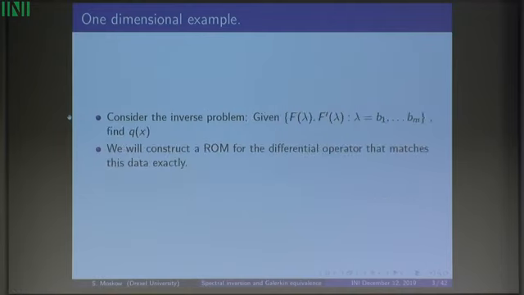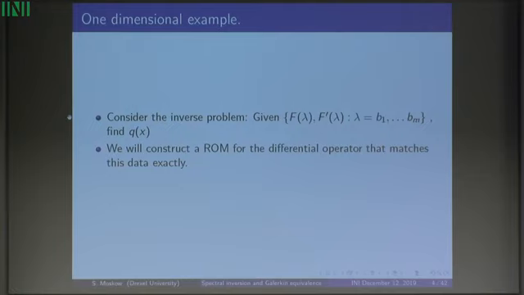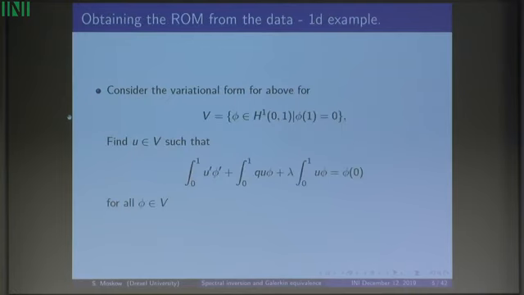So again, considering this inverse problem, given this finite set of data, find q, we will construct a reduced order model for the differential operator. That is, if I take our differential operator to be minus second derivative plus q, construct a reduced order model that matches this data exactly. Our reduced order model is going to be of size m in this one-dimensional case. It's essentially the best model of that size you can do for the data because it matches it exactly, and the data is all you know.